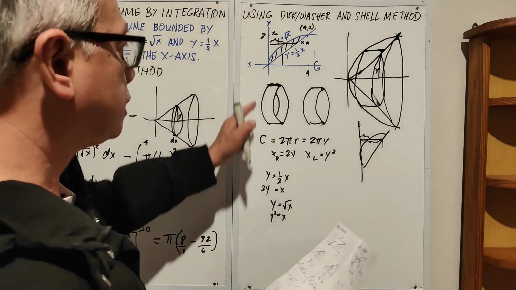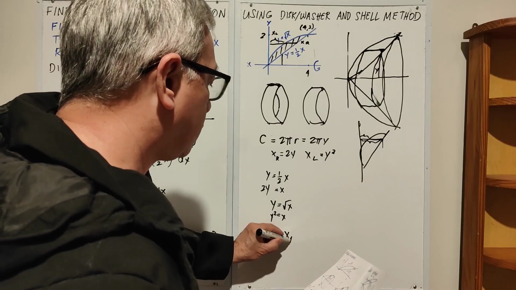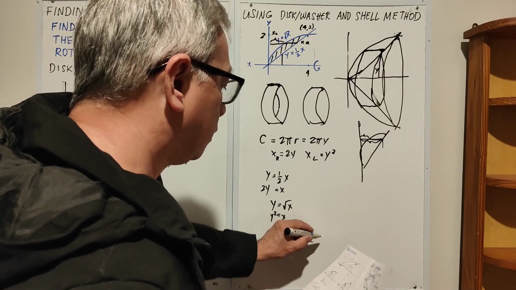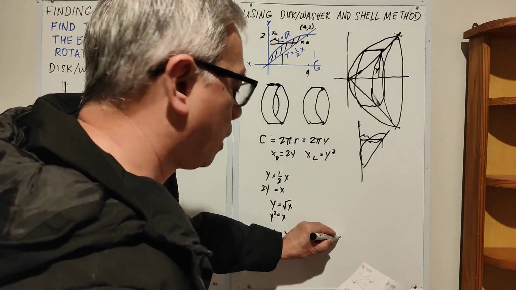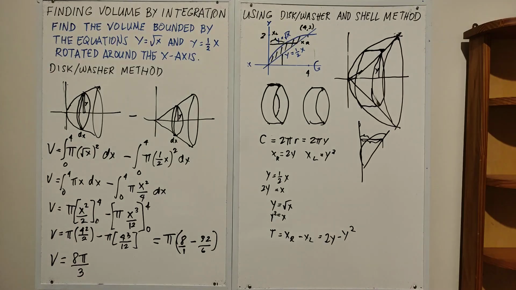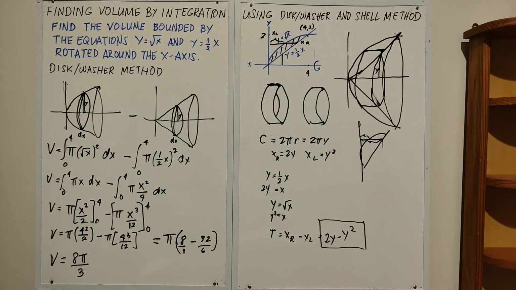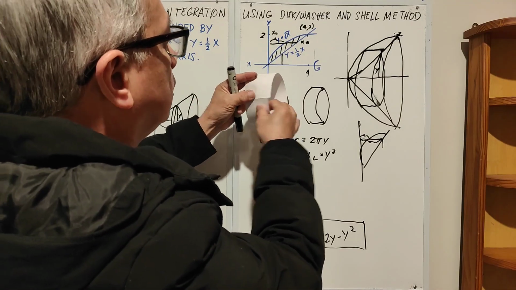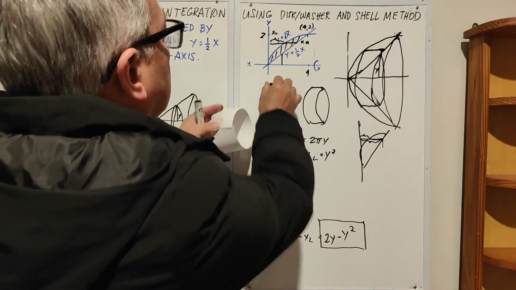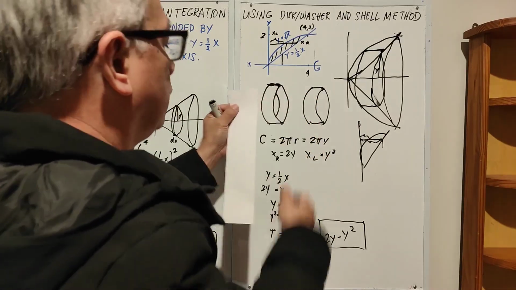So what is your thickness now? Your thickness will be XR minus XL, which is 2y minus y squared. So this is now the thickness of your shell. So this is your shell. This is your thickness, XR minus XL, which is 2y minus y squared.